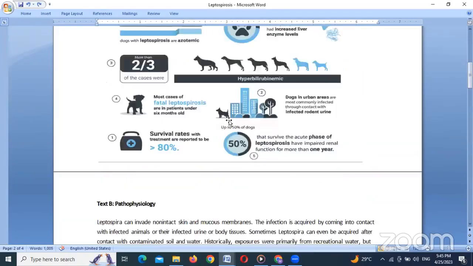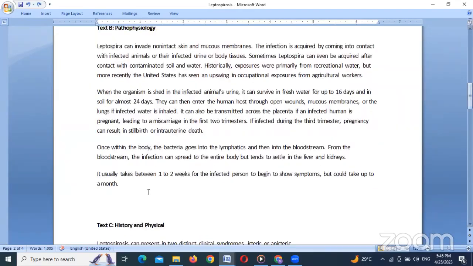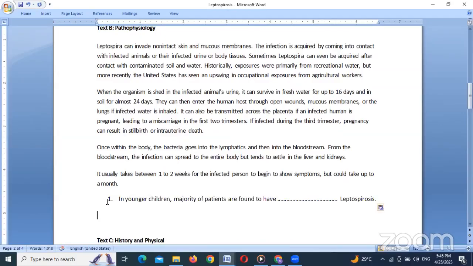Let us go to B as in Bravo. Okay. Here is text B. Here is your question. Can you find the answer here? Can you find the answer in text B, please? Quickly. Quickly.